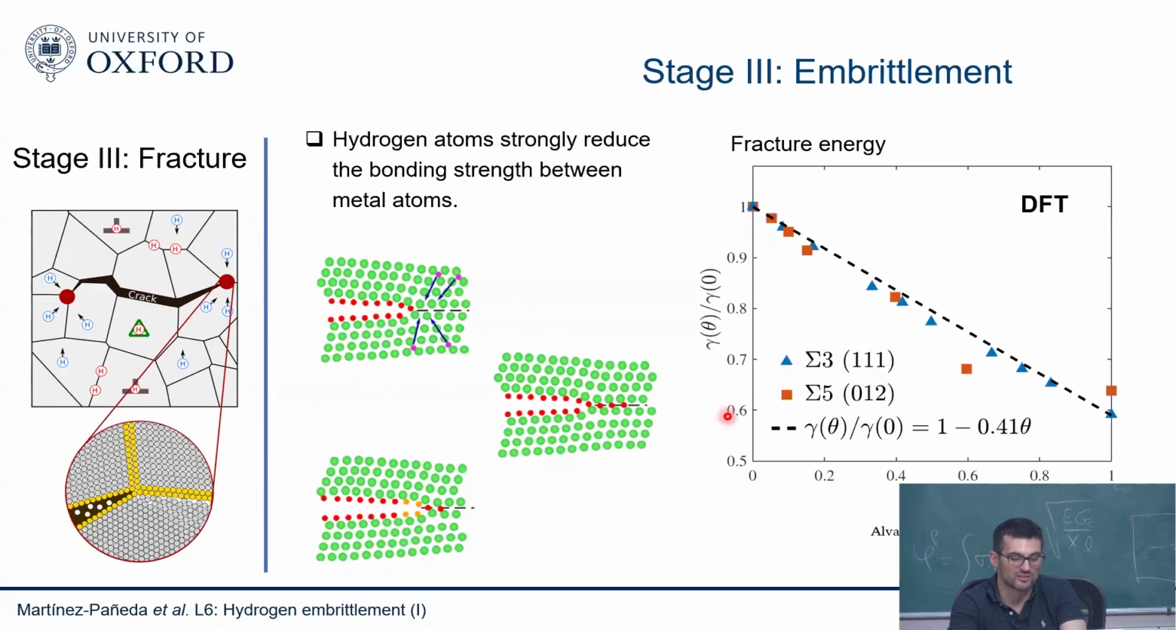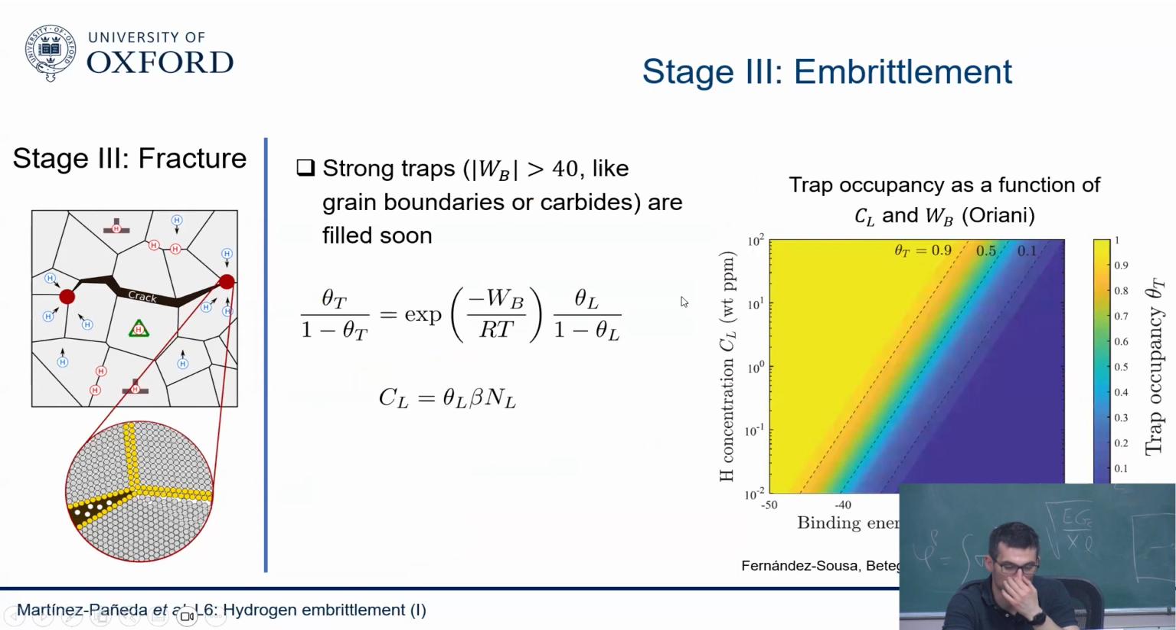This is what I mentioned yesterday. If your interface has very little hydrogen, there must be another mechanism. If your interface is full, maybe a pileup of these dislocations is driving hydrogen to your interface. If your interface is full of hydrogen, then this might be enough. And this is what you get. So this is the Oriani equilibrium that I showed you before.